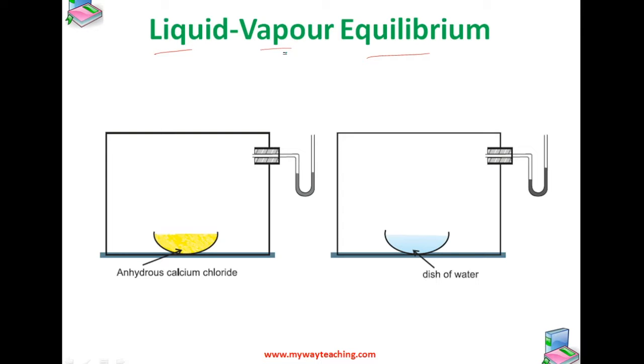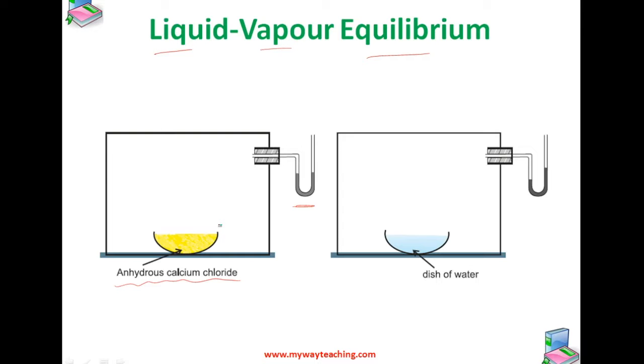This equilibrium can be better understood if we consider the example of a transparent box carrying a U tube with mercury, as shown in this figure. This is called a manometer. A drying agent like anhydrous calcium chloride, which I am showing here, is placed for a few hours in the box.